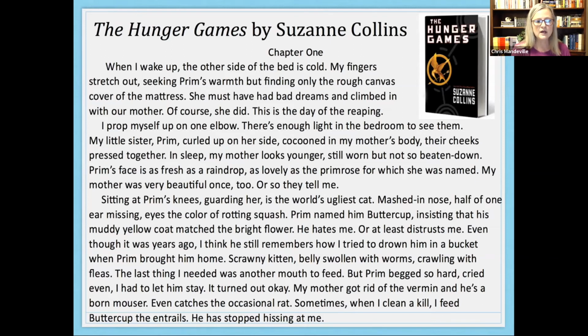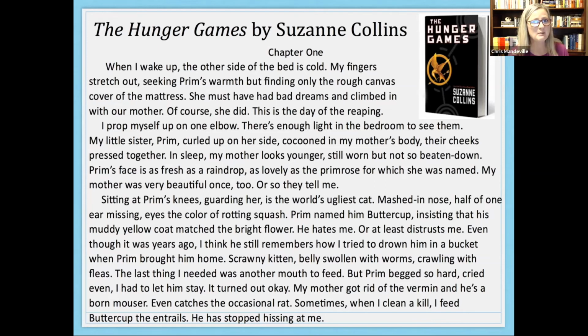Even though it was years ago, I think he still remembers how I tried to drown him in a bucket when Prim brought him home. Scrawny kitten, belly swollen with worms, crawling with fleas. The last thing I needed was another mouth to feed. But Prim begged so hard, cried even. I had to let him stay. It turned out okay. My mother got rid of the vermin, and he's a born mouser, even catches the occasional rat. Sometimes when I clean a kill, I feed Buttercup the entrails. He has stopped hissing at me.